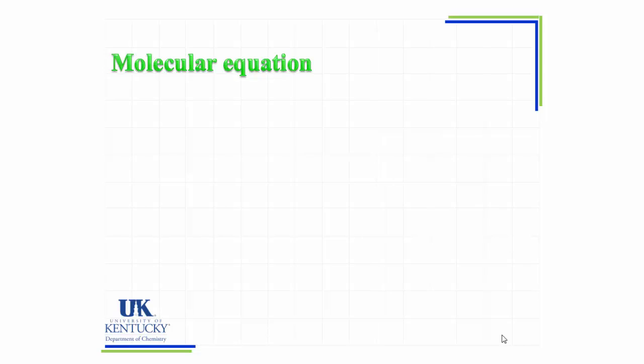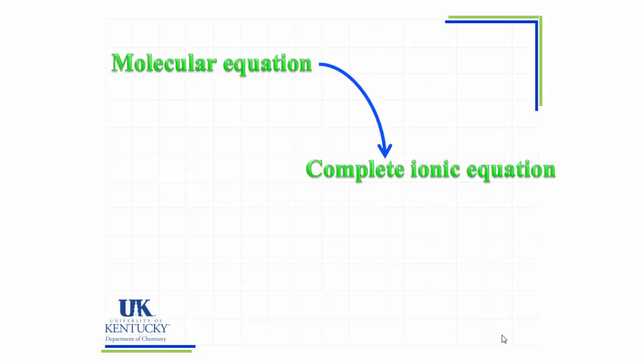Before we can get to the net ionic equation, we first need to look at the complete ionic equation, and from that, we can then get to the net ionic equation. So we're going to look at the process and how we go from 1 to 2 to 3, from the molecular to the complete ionic to the net ionic.